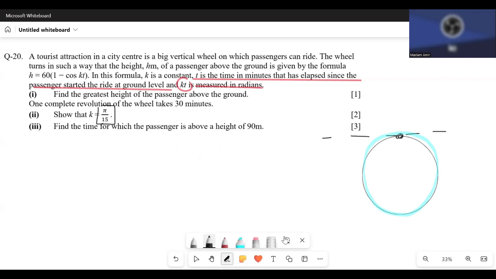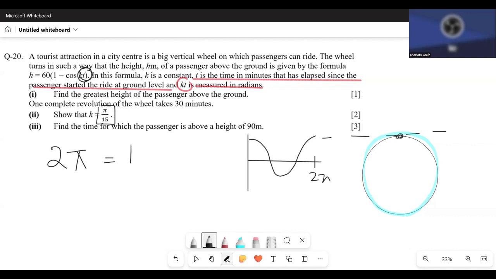Okay, so one complete cycle of this Ferris wheel takes 30 minutes. One complete cycle of a cos graph takes 2 pi radians, right? So what I'll do, I'll equate 2 pi to this value. This value is related to the period of the graph.